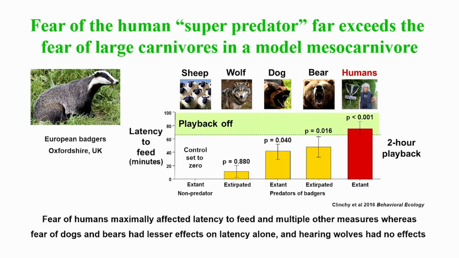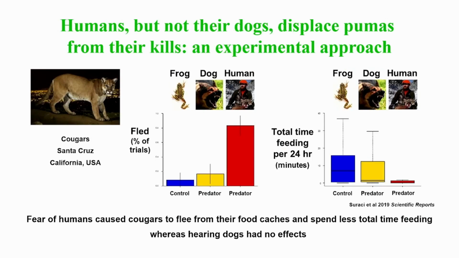Our first experiment was on European badgers in the UK. We put buckets of peanuts mixed in sand outside badger burrows, and we demonstrated that fear of humans maximally affected latency to feed and multiple other measures, whereas fear of dogs and bears had lesser effects on latency alone, and hearing wolves had no effects. Next, we experimentally demonstrated that fear of humans caused cougars to flee from their own food caches and spend less total time feeding on those caches, whereas hearing dogs had no effects.